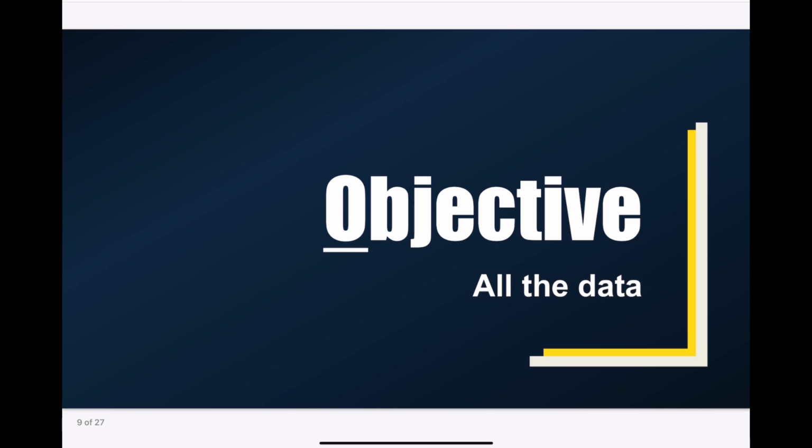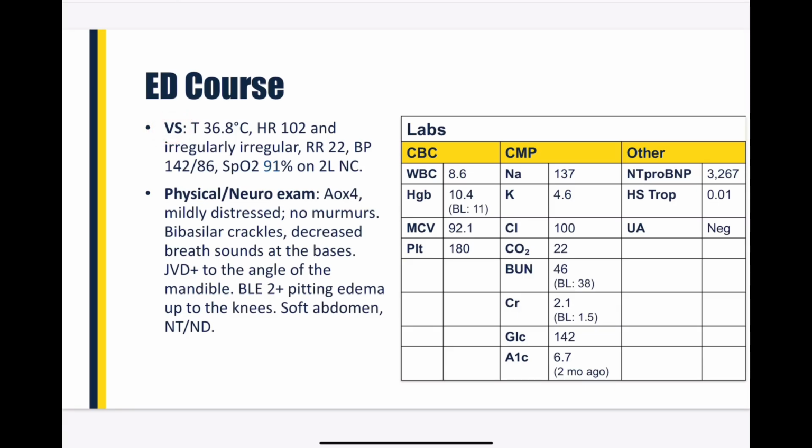Objective. On vitals, he was afebrile but notable for tachycardia with irregular rhythm. Heart rate was 102, respiration rate was 22, blood pressure was 142/86, saturation was 91% on 2 liters of nasal cannula. On my exam, he was AO times 4. Generally, he appeared mildly distressed.